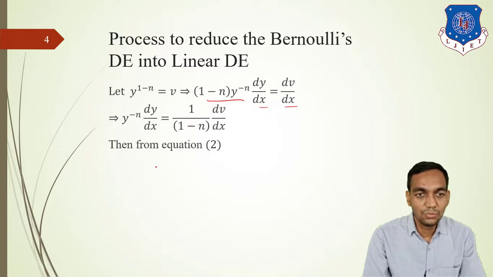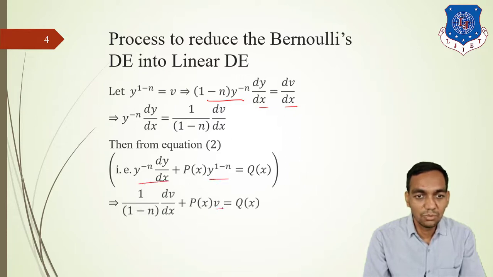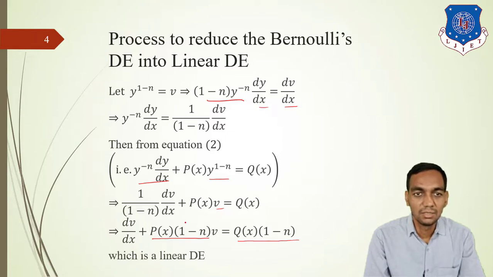Then in equation 2, if you are substituting, you will have y^(-n) dy/dx = 1/(1-n) dv/dx, and y^(1-n) = v. Multiply this with (1-n), that will give you dv/dx + p(x)(1-n)v = q(x)(1-n). Now this p(x)(1-n) and q(x)(1-n) are going to be a new p and new q. Okay, so this equation is linear. And since it is linear, we can solve it by the method of linear by finding the integrating factor.